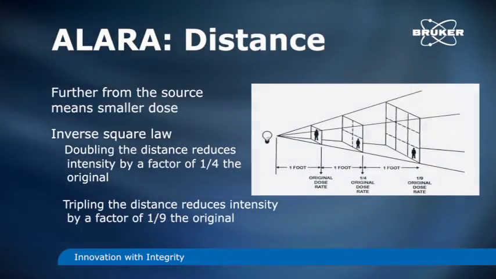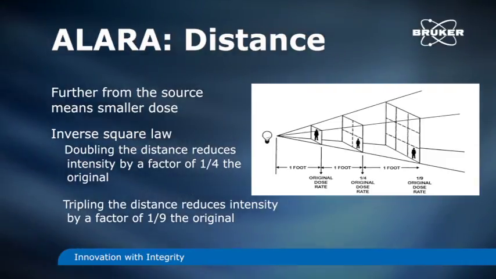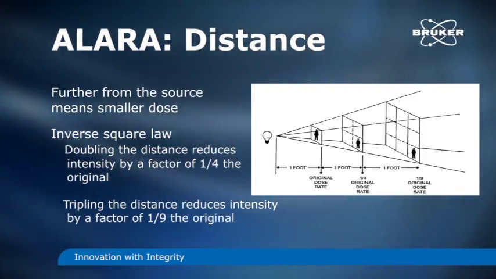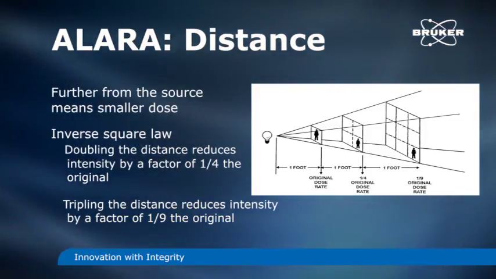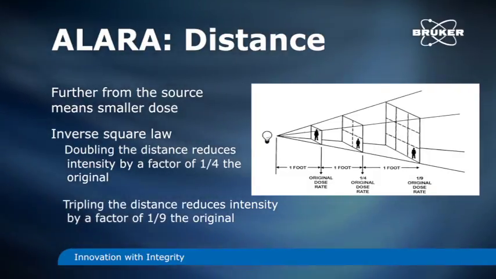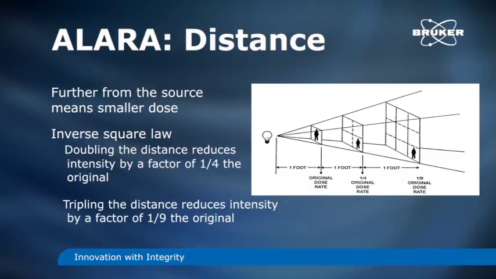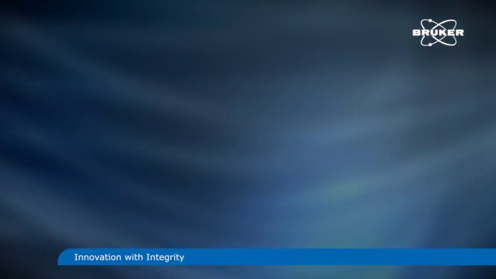Increase your distance away from the source of radiation whenever possible, and keep others away. The radiation exposure is inversely proportional to the square of the distance from a point source. This is called the inverse square law. When the distance is doubled, the dose rate is reduced to 1/4 of its original value. When the distance is tripled, the dose rate is reduced to 1/9 of its original value.